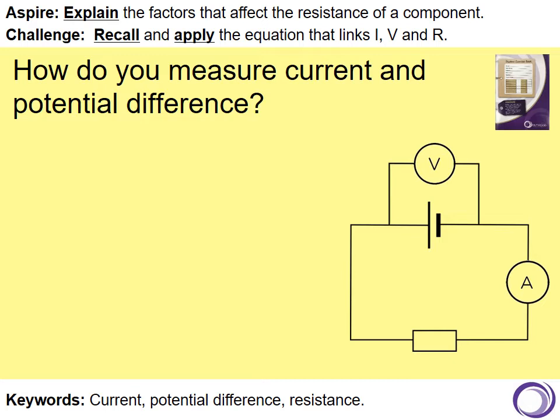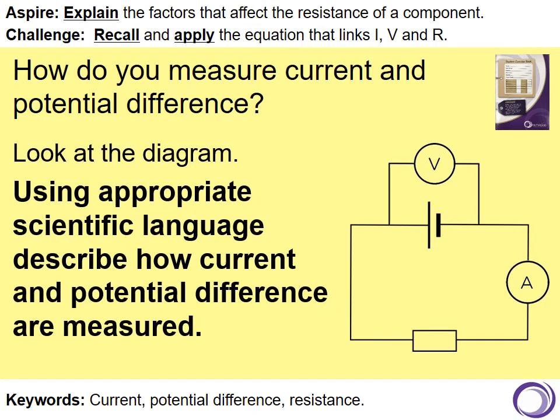Okay, so our sketch of this circuit should look something like this, where you've got an ammeter, symbol A, and you've got a voltmeter with the V. Now, using this diagram, can you use appropriate scientific language and describe how current and potential difference are measured.